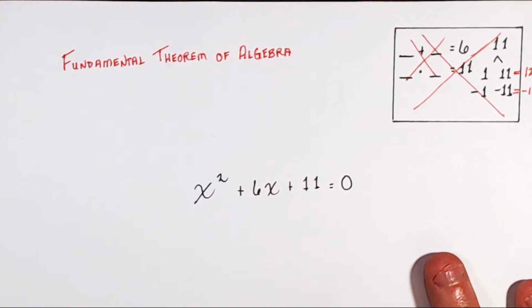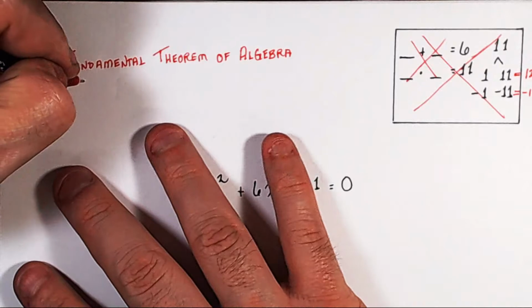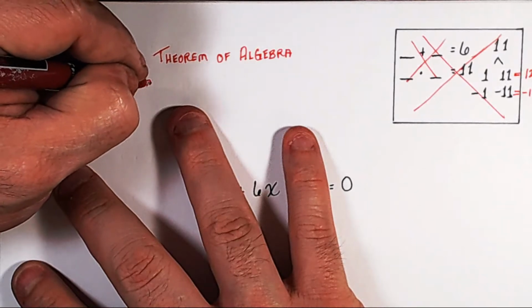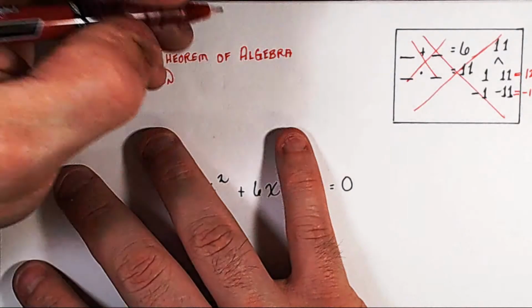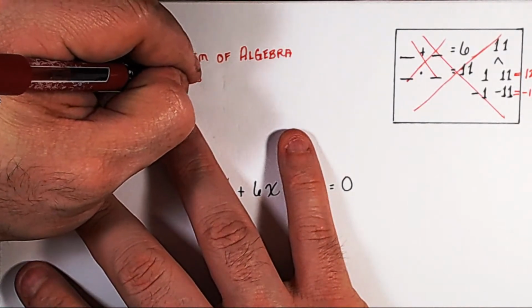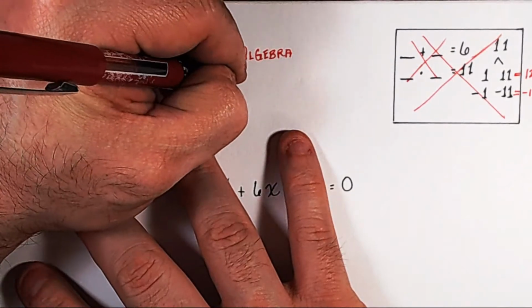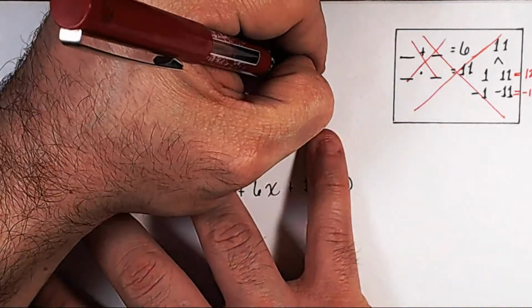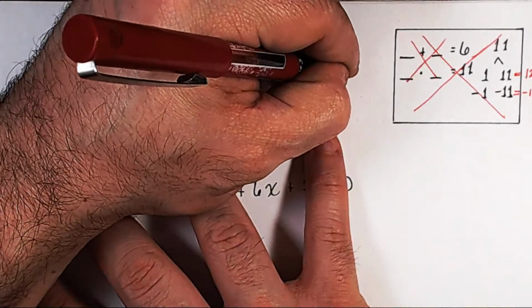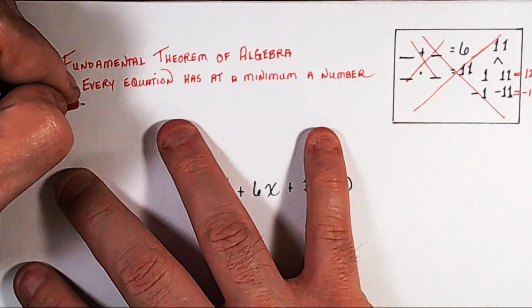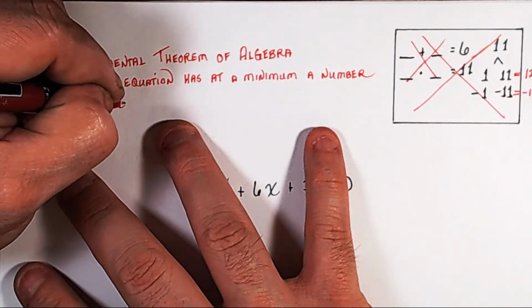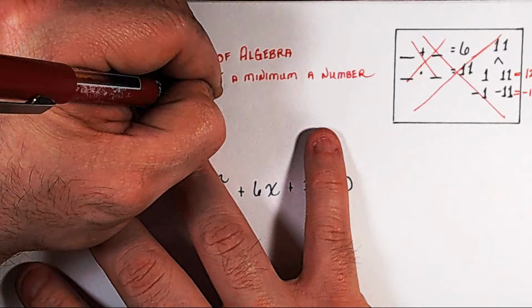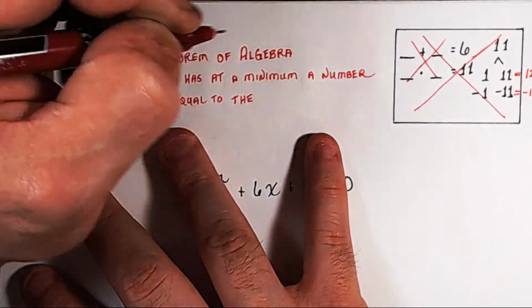So here is the fundamental theorem of algebra. The fundamental theorem of algebra says every equation has, at a minimum, a number of solutions equal to the highest exponent.